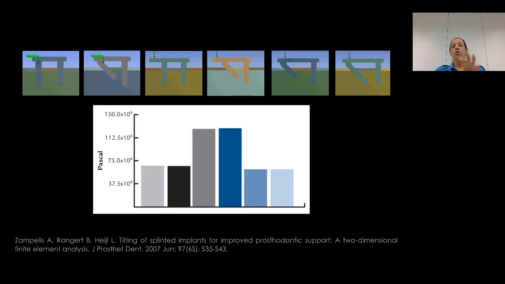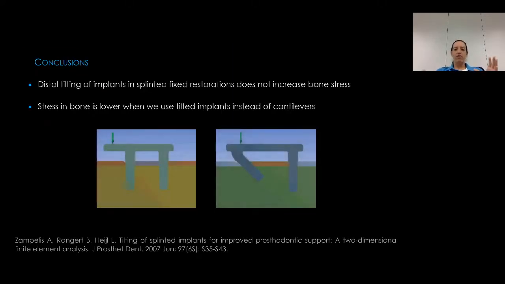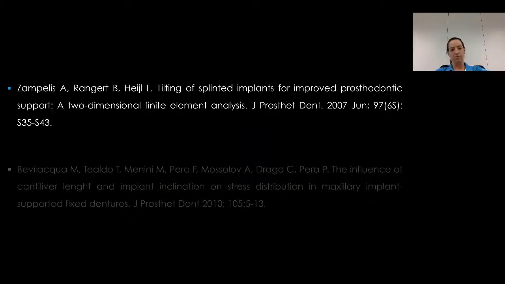Now, what is very nice to compare here is that if we have the nerve coming out there, and by tilting our implant we are able to diminish the cantilever, then it is very beneficial because it will reduce the stress around my implant head. So the distal tilting of implants in splinted fixed restoration does not increase the bone stress, and the stress on the bone is lower when we use tilted implants instead of cantilevers.